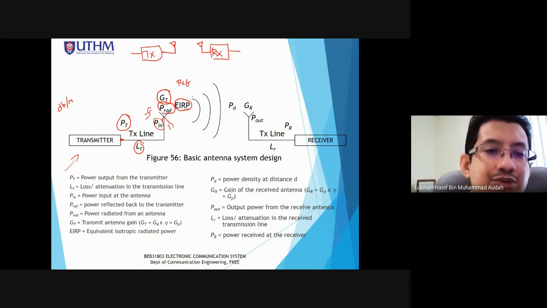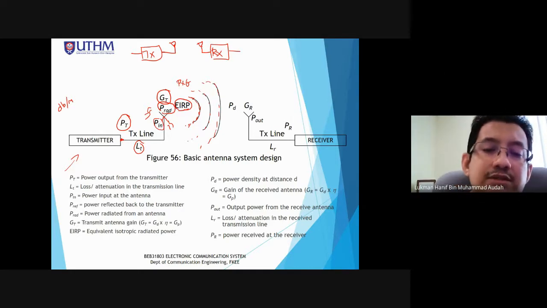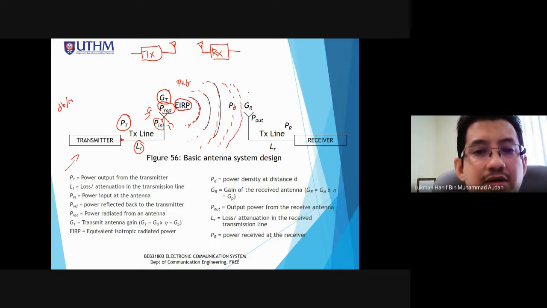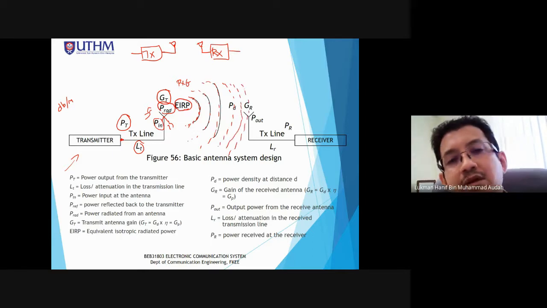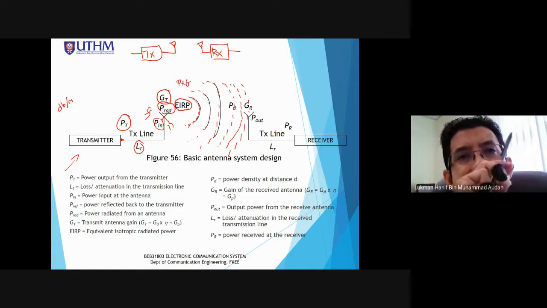So the wave that travel from the antenna to the receiver, theoretically it looks like a spherical shape. Okay, secara teorinya dia berbentuk spherical. Okay, kemudian sampailah dia kepada bahagian receiver ini. Okay, so pada bahagian receiver, we can measure the strength of the wave.